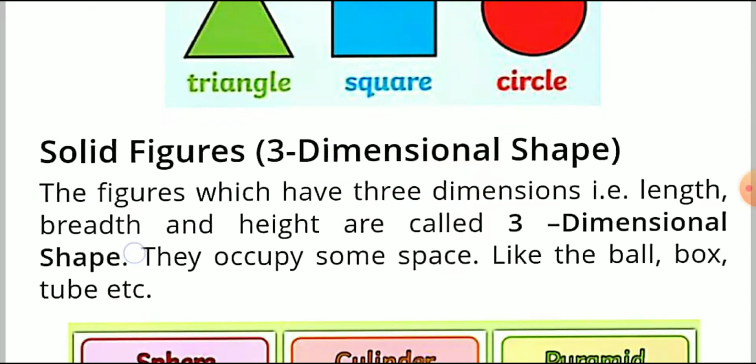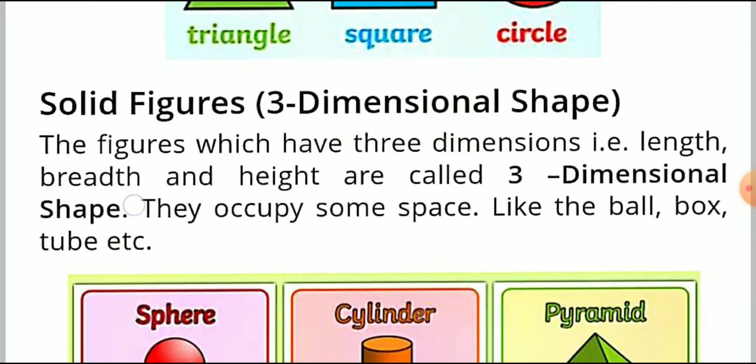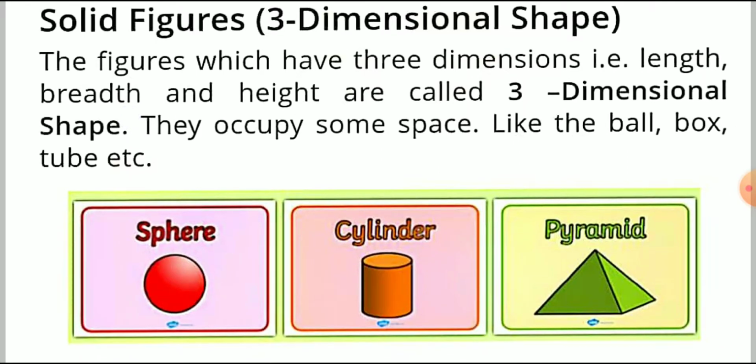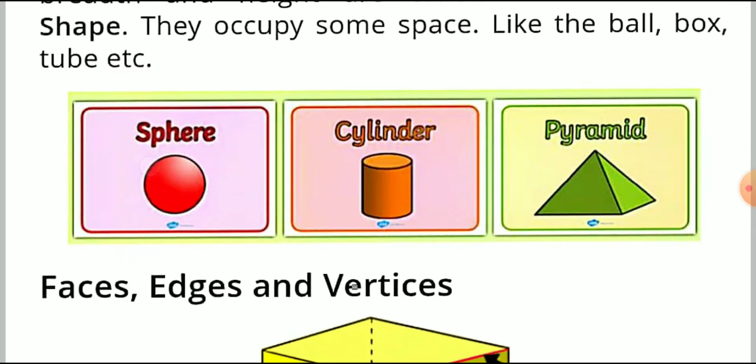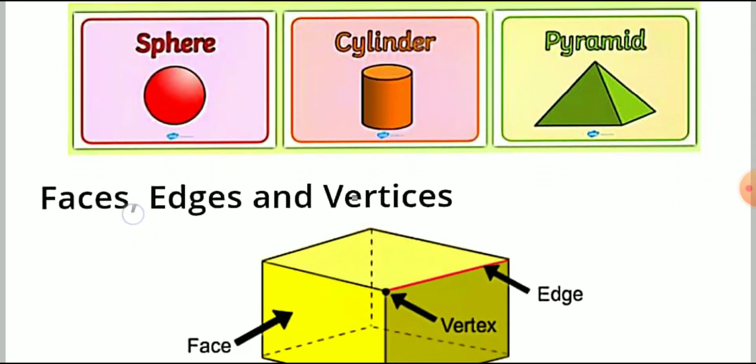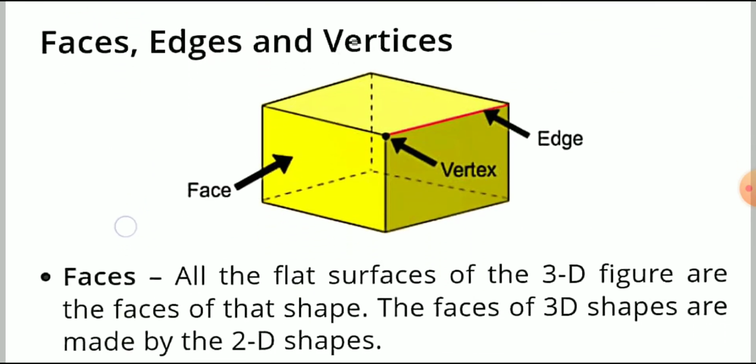Now, solid figures. Three-dimensional shapes are also known as solid figures. The figures which have three dimensions, that is length, breadth and height, are called three-dimensional shapes. They occupy some space, like the ball, box, tube, etc. Some of these shapes are sphere, cylinder, pyramid, cube, cuboid, etc. Here in three-dimensional shapes we need to study faces, edges and vertices.